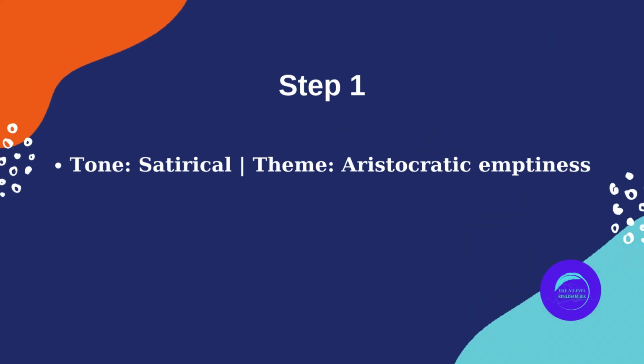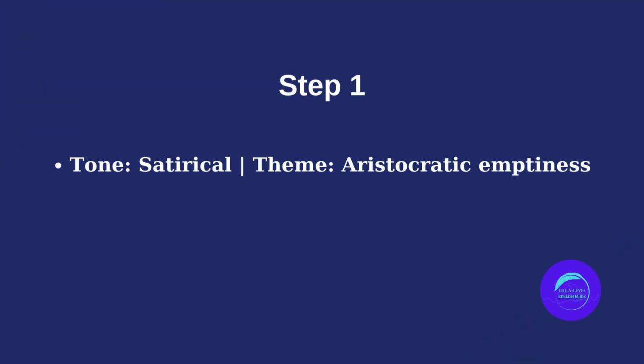Step 1. Narrative voice, tone, theme. Narrative perspective, third person omniscient. The narrator's clinical detachment contrasts with Tony's passive observation, highlighting his emotional disconnection. Tone, satirical with understated tension. Words like rules and row clash, mocking the absurdity of rigid social norms. Theme, the emptiness of aristocratic life versus the chaos of authenticity.